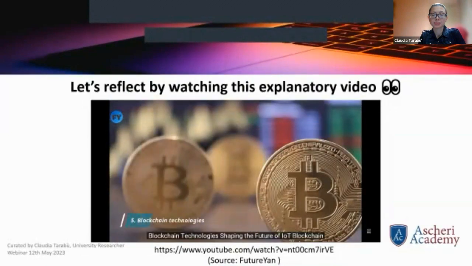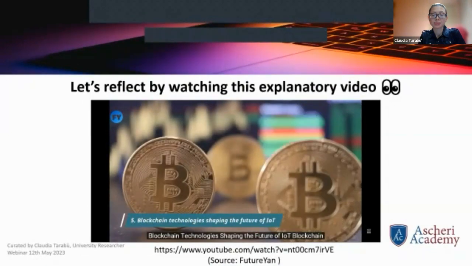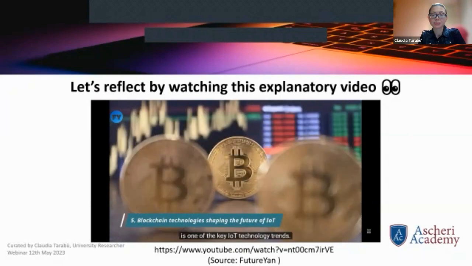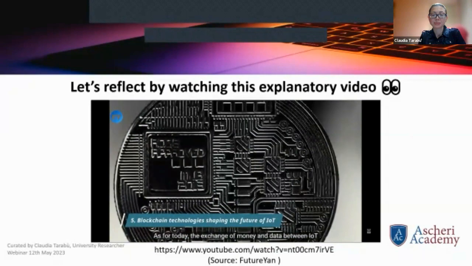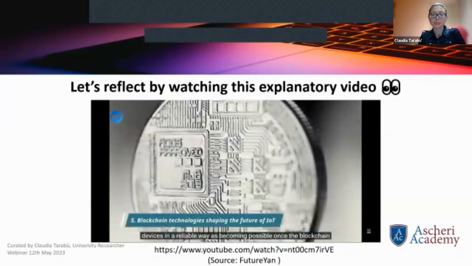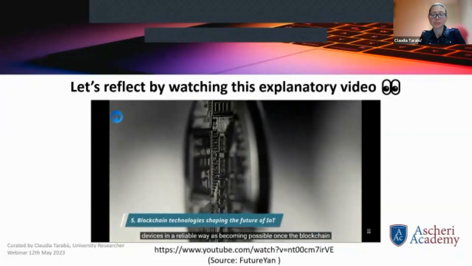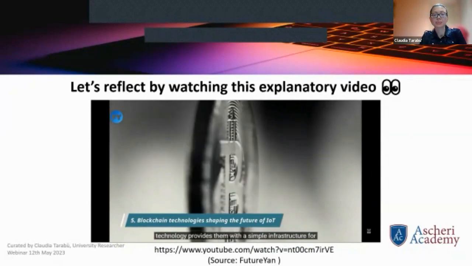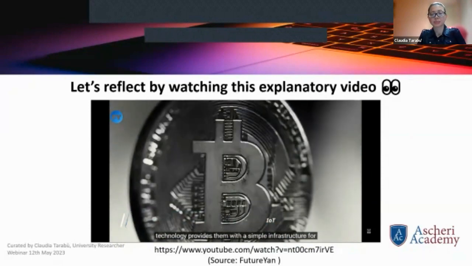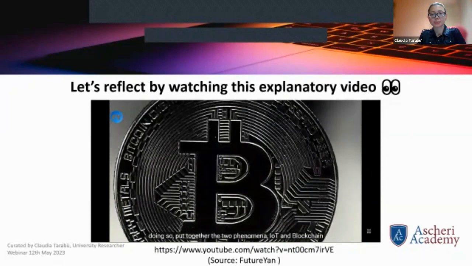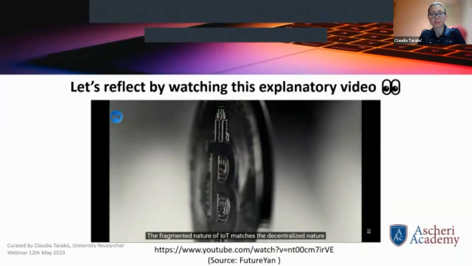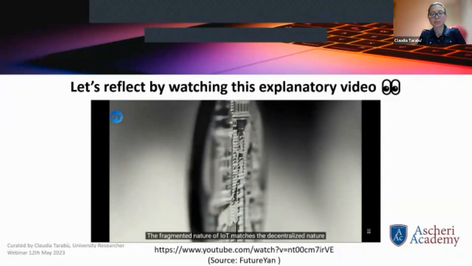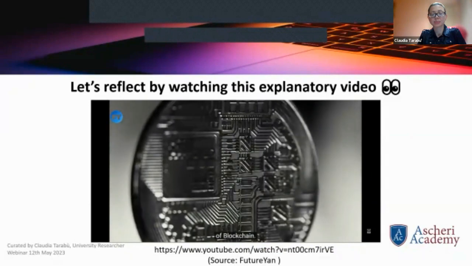5. Blockchain technologies shaping the future of IoT. Blockchain is one of the key IoT technology trends as of today. The exchange of money and data between IoT devices in a reliable way is becoming possible, once blockchain technology provides them with a simple infrastructure for doing so. Put together, the two phenomena, IoT and blockchain, are living up to their hype. The fragmented nature of IoT matches the decentralized nature of blockchain.